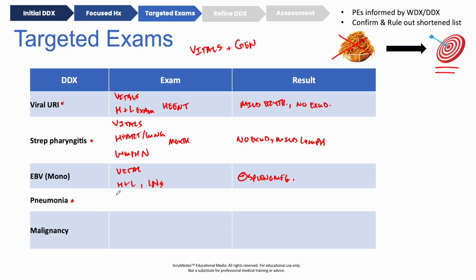Then if we had pneumonia, again, heart exam, vitals, lung exam would be important as well, and maybe some egophony. For our patient, let's assume we heard clear breath sounds bilaterally. And then if there was malignancy, we'd want to check vitals, heart and lung, probably full body lymph nodes. And then for our patient today, let's assume no generalized lymphadenopathy.